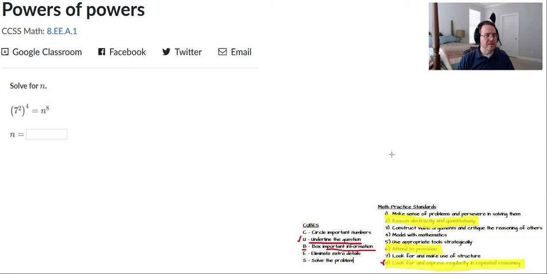Okay, so look at this. We've been solving for exponents, and all of a sudden, they flipped it. And they said, no. We want to see if you even notice what we're asking for. That's important, that you actually read the question. So this one says solve for n. That's my directions. That's my question, basically.